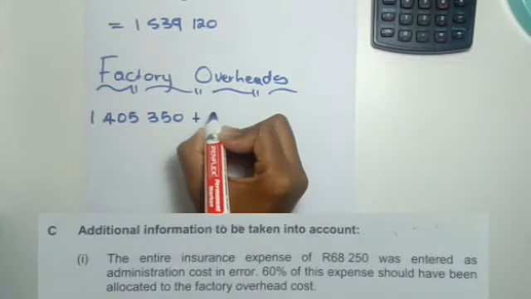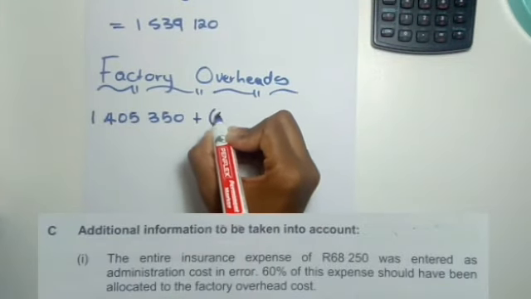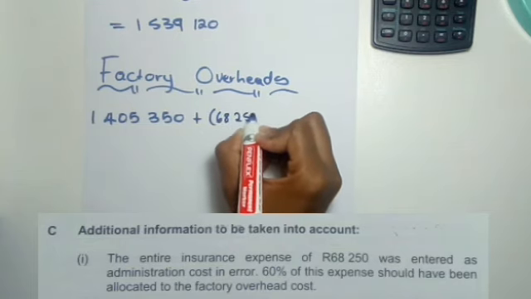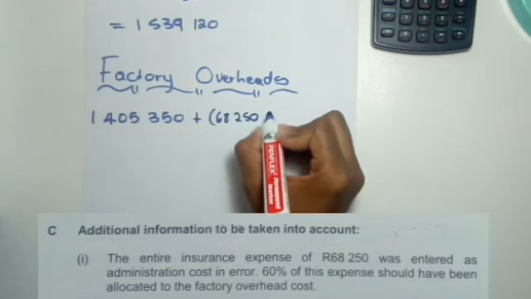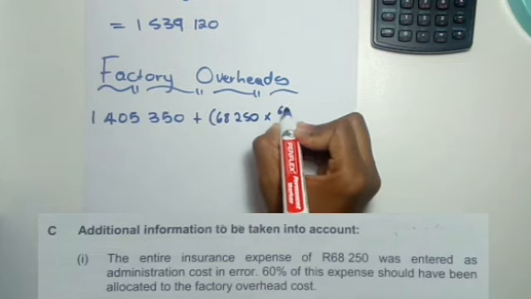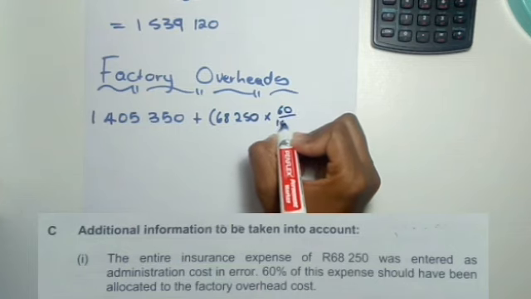So add only 60% of 68,250. So we only want its 60%.